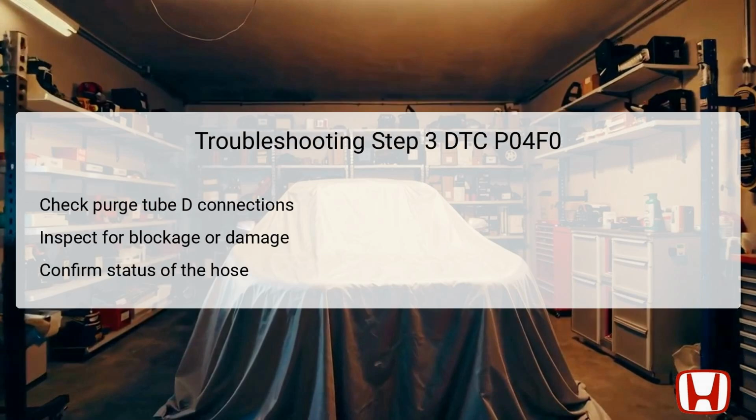Step 3 involves checking Purge Tube D, which connects the EVAP canister purge nozzle to the throttle body inlet pipe. Begin this step by visually inspecting the connections and overall integrity of the hose to ensure there are no blockages or physical damage. The thorough inspection of this line is crucial, as blockages can lead to an incorrect purge flow, contributing to the P04F0 code being triggered.